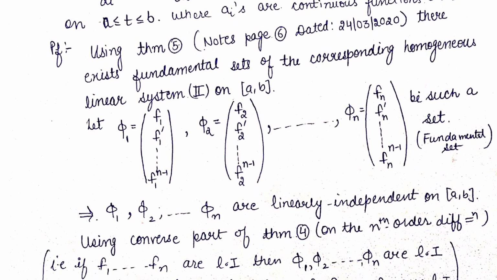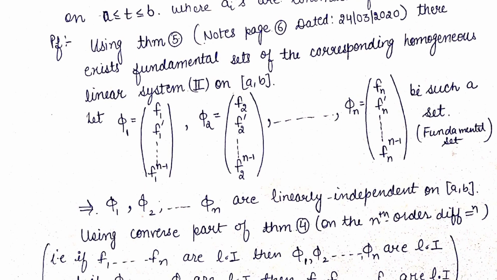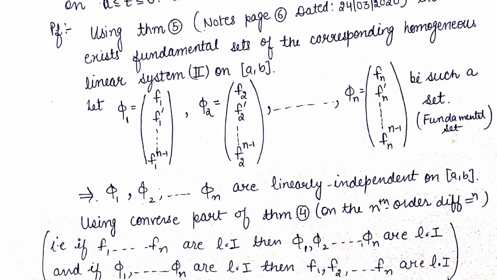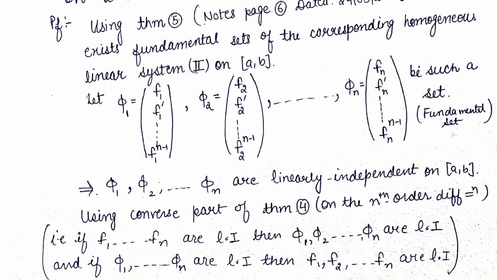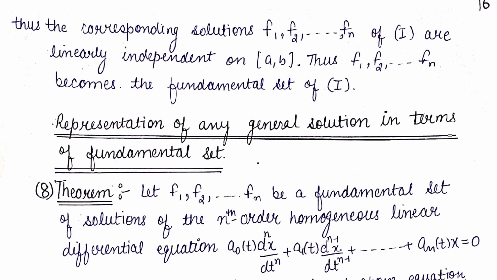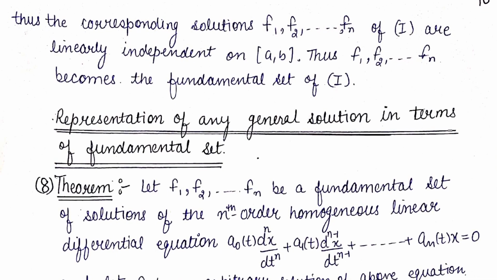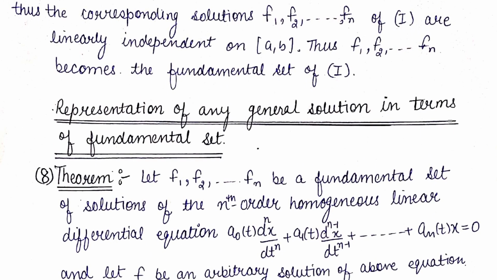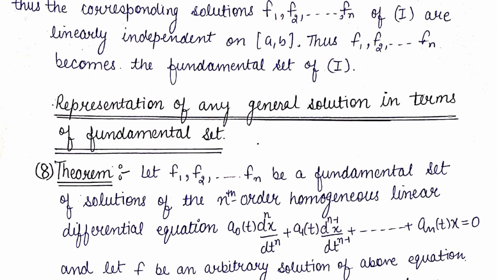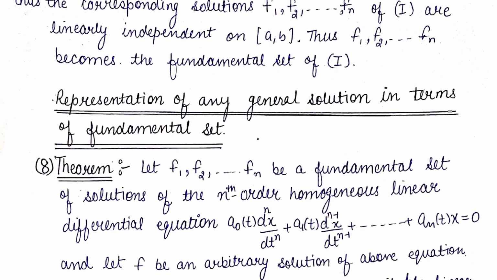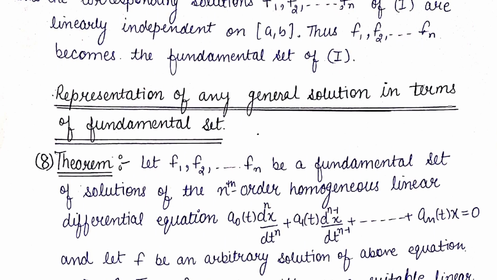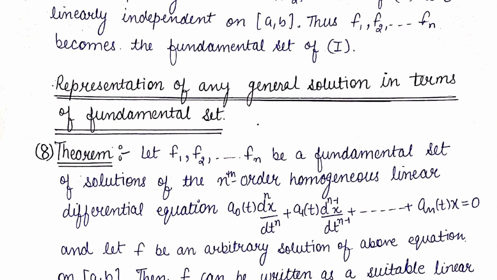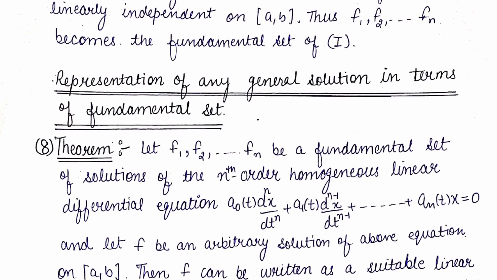Now we have proved in the converse part of theorem 4 for the nth order differential equation that if phi 1, phi 2, phi n are linearly independent, then their first components, namely f1, f2, fn, also become linearly independent. Thus, f1, f2, fn become linearly independent. And also, the first components of these vectors phi 1, phi 2, phi n, that is f1, f2, fn, become solutions of the differential equation 1. So both conditions, that f1, f2, fn are solutions and that they are linearly independent, get satisfied.